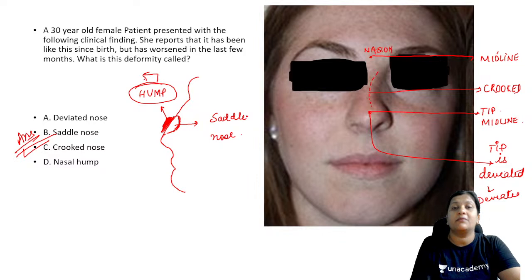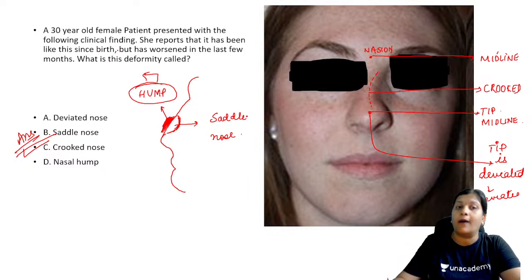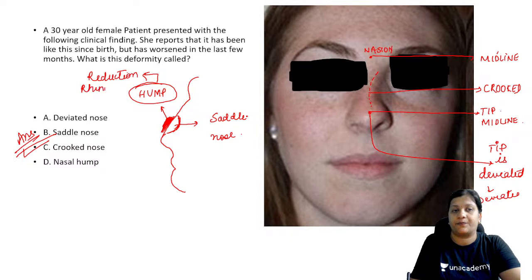Now, what do you do with the hump nose deformity? What is its treatment? The treatment for the hump nose deformity would be to remove that excessive hump. So to remove it, what do we call that surgery? We call that a reduction rhinoplasty.